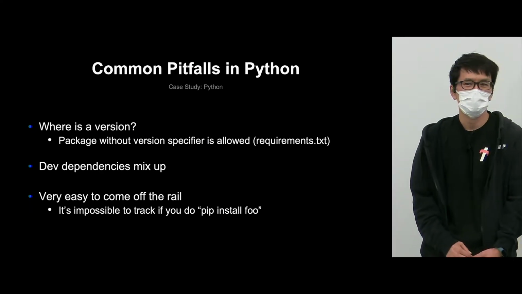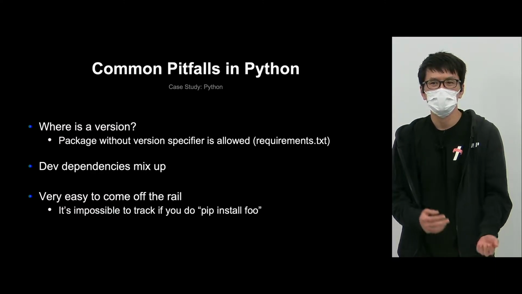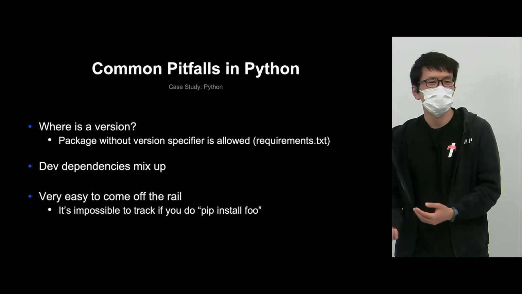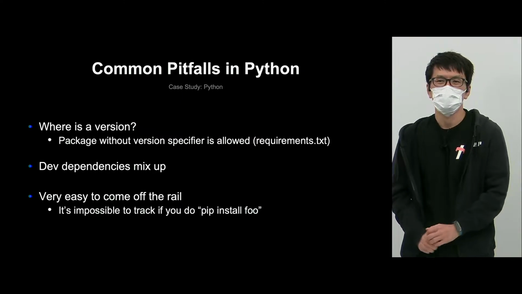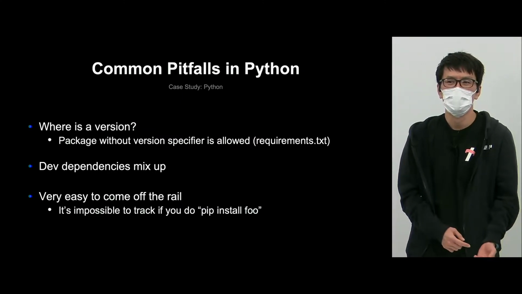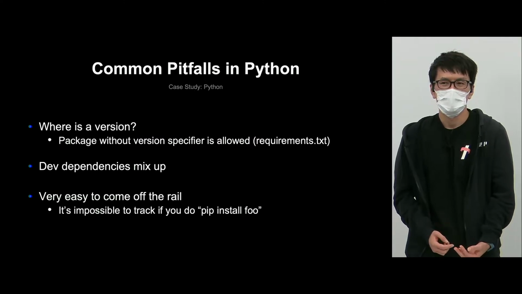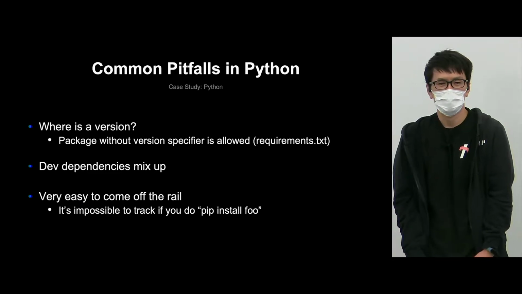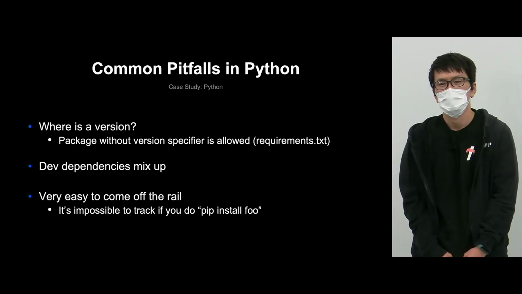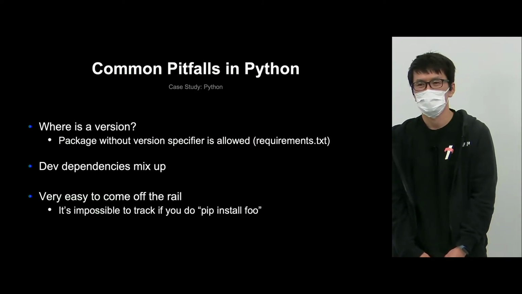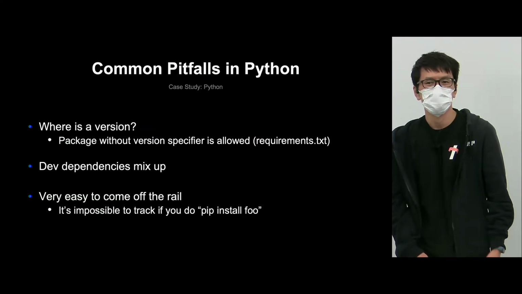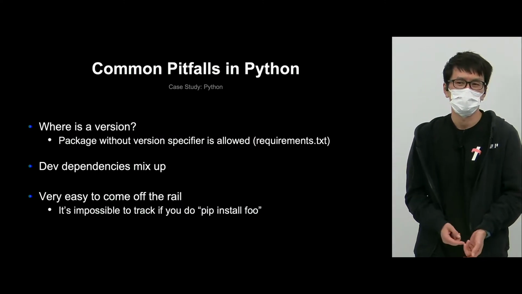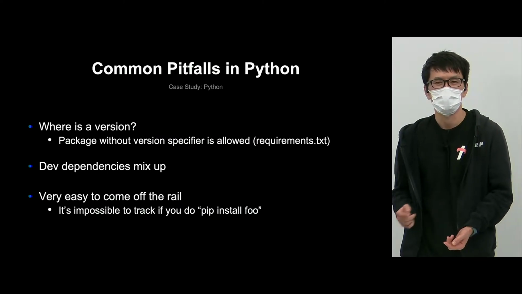There are several pitfalls in Python. It is OK to omit a version in requirements.txt. Then it will be difficult to detect a vulnerability without version information. Also, it depends on how you define requirements, but development dependencies can be mixed up in a lock file. Then it will increase false positives. The most painful problem is that it's very easy to come off the rails. For example, if you do pip install blah blah blah, it will be untrackable because it is not listed in a lock file.